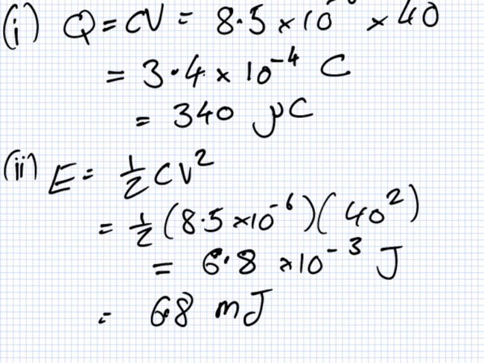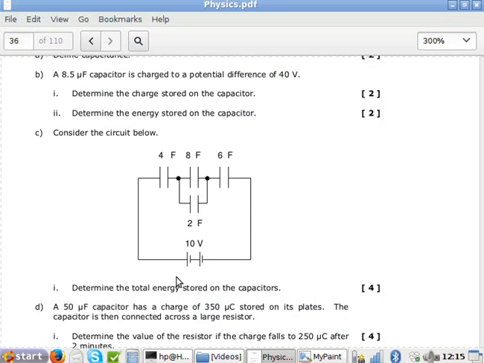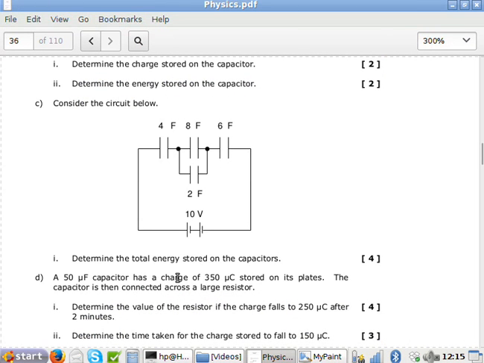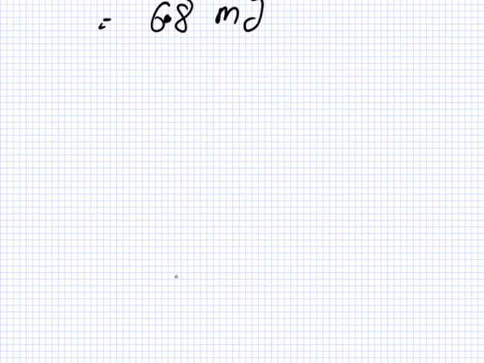I think I could change this into 340 microcoulombs if you wanted to. You don't have to. Micro is minus 6, isn't it? Yeah.